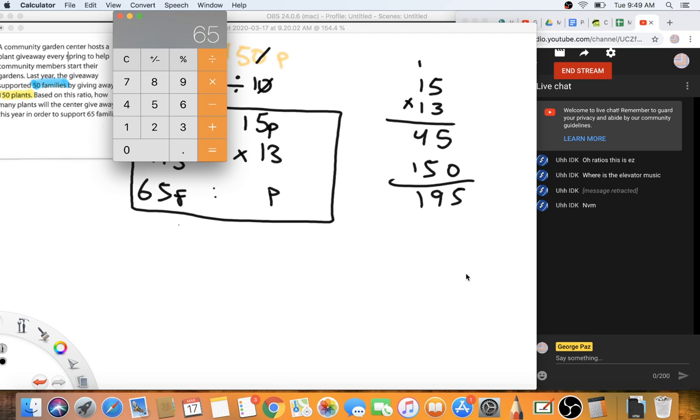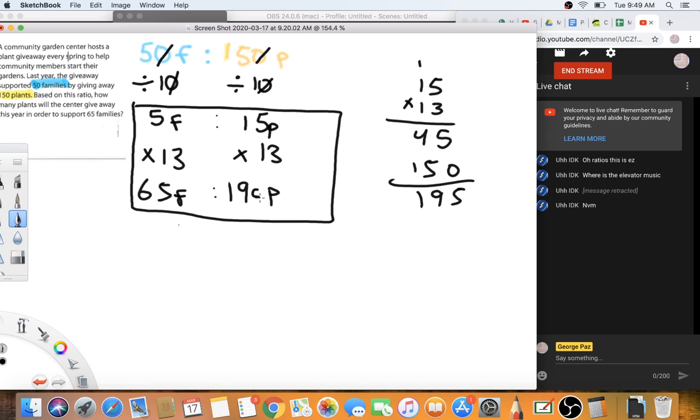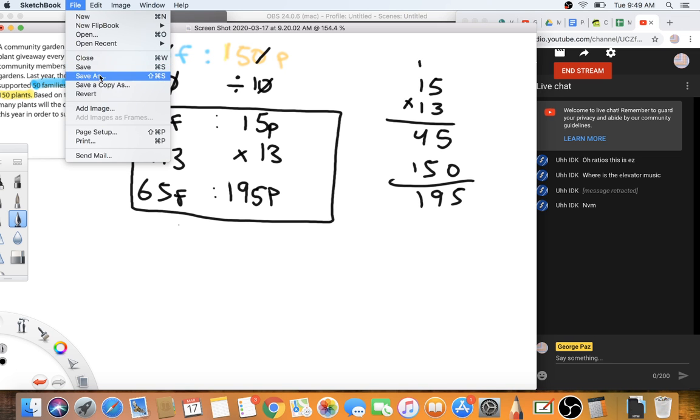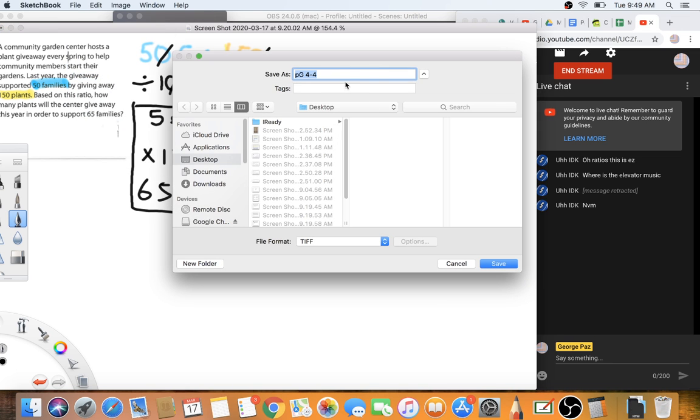51591, and then we always check our work just in case. And we get 195. Good. So that means that for 65 families, we need 125 plants. Again, let's save this. Question number 4.